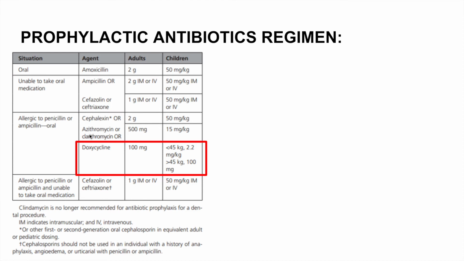We move on to azithromycin or clarithromycin. Again, this is oral if allergic to penicillin or ampicillin. The macrolide group right here has a much reduced dose. For adults, it's 500 milligrams, and for children, it's 15 milligrams per kilogram. And here's the major one.